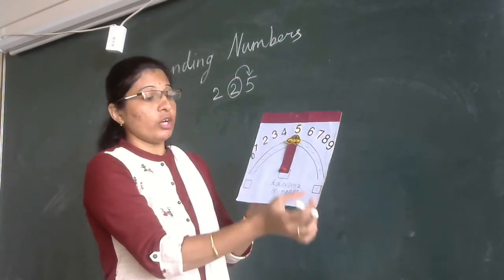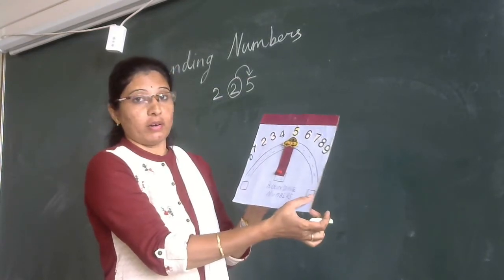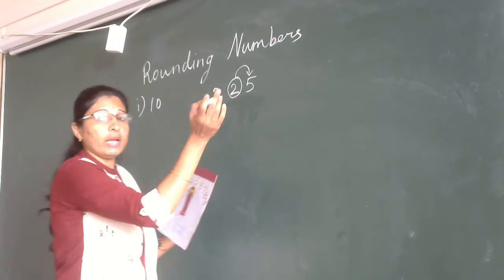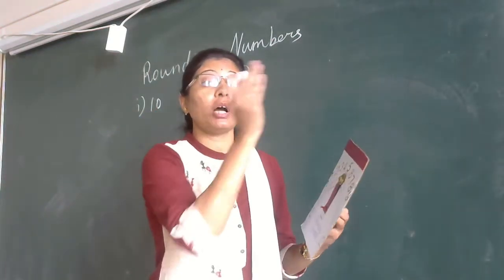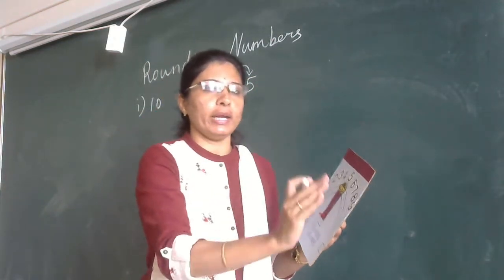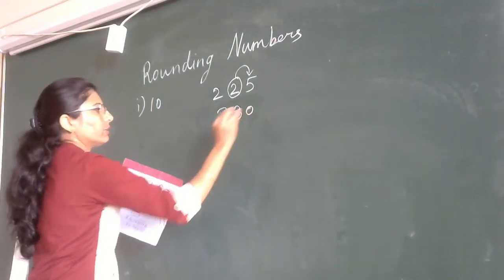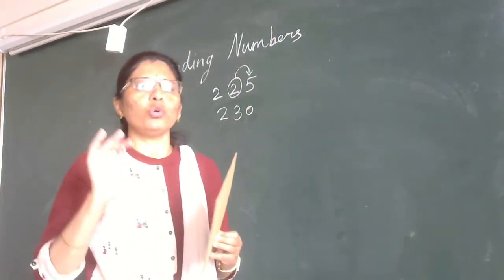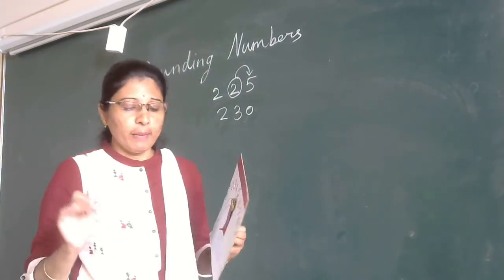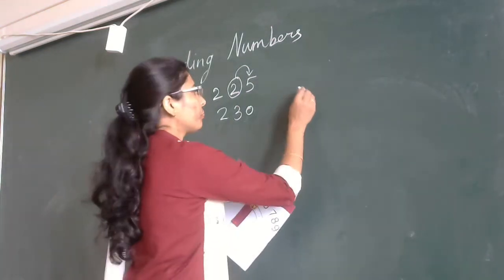So it is nearer to what? It is nearer to the greater. That means this 25 will be nearer to 30, not 20. So 20 to 30, that is 230. So we have to round off only the tens place.